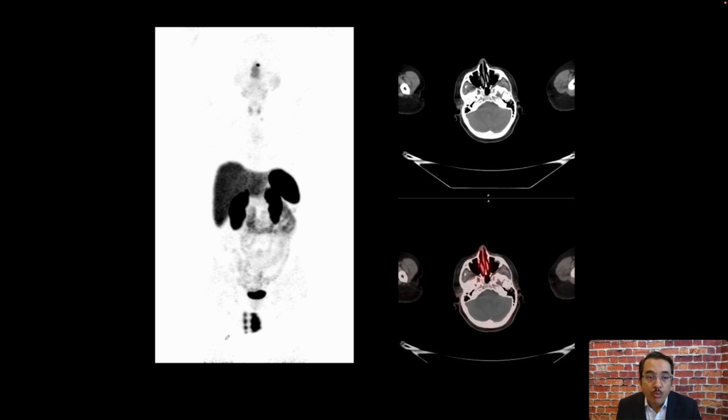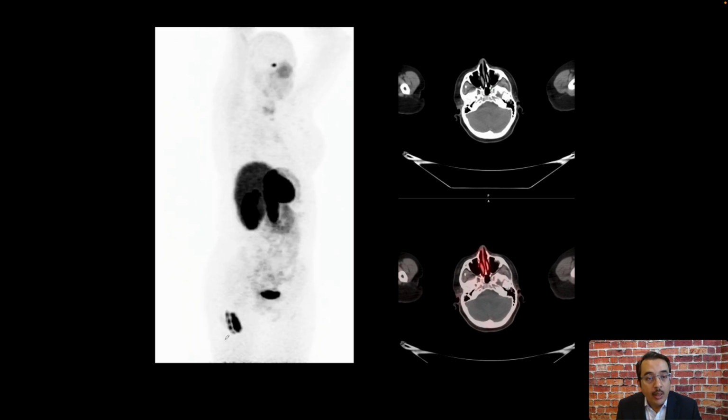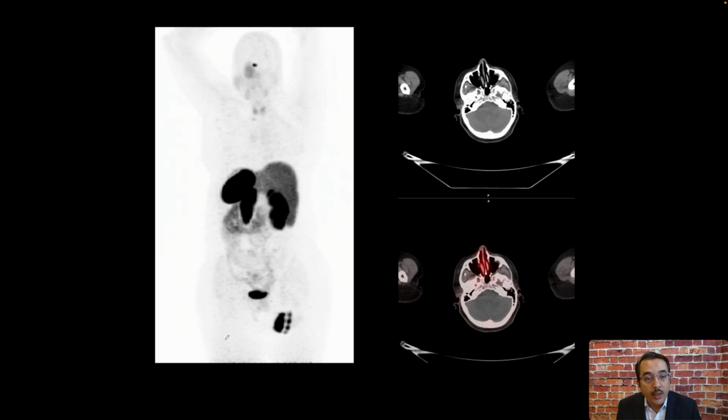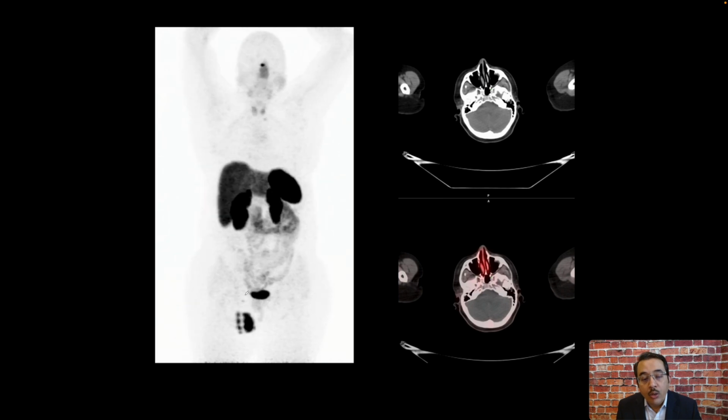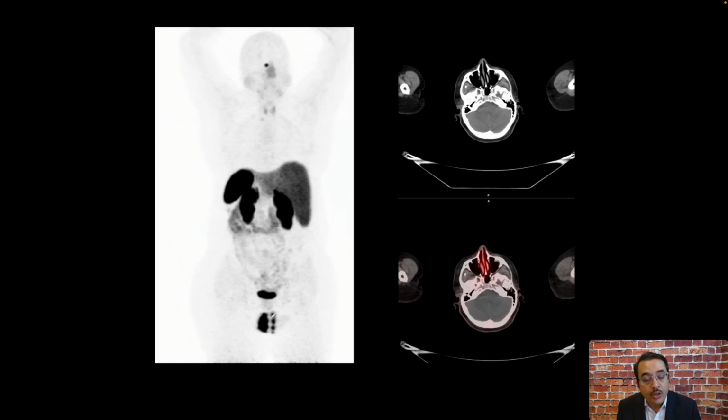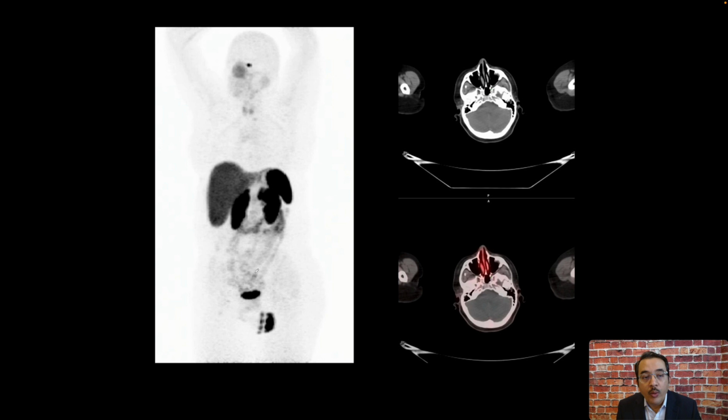On this slide, we have multiple images from a gallium-labeled DOTATATE PET-CT. Here's the rotating image. We were looking for a recurrent neuroendocrine tumor. There is no focal increased uptake to suggest somatostatin receptor avid neuroendocrine tumor.